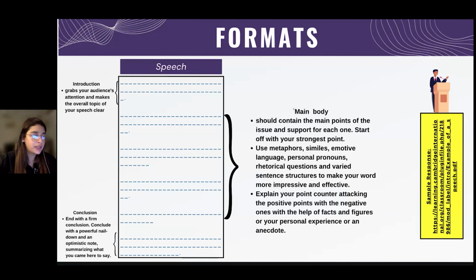Okay? You explain all points that you mention within your opinion with counterpoints. You can use facts and figures if they're mentioned within your text. You can also use personal experiences or anecdotes if that's something that fits your question at hand. Okay? Then you have your conclusion, in which you obviously restate a firm conclusion that this is the best way forward.